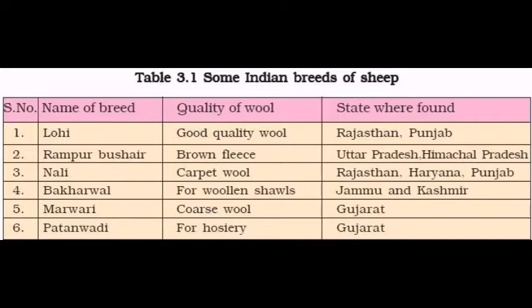The other one is Marwari, which provides coarse wool and is found in Gujarat. And Patanwadi, which provides the wool for hosiery, that means for socks, stockings, etc., and is found in Gujarat.